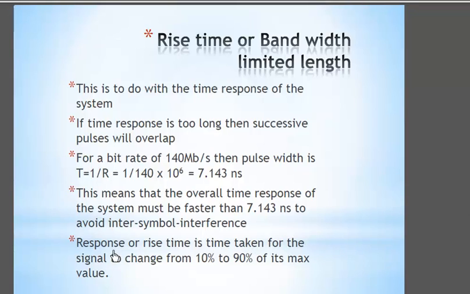Technically, rise time is the time for the signal to change from 10% to 90% of its maximum value. This is how to say it technically: the time for it to rise from the beginning, around 10% of what we really want, to 90% of the actual input. Or just say response time, for the device to respond.